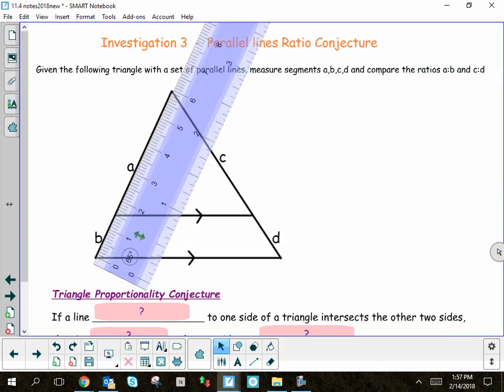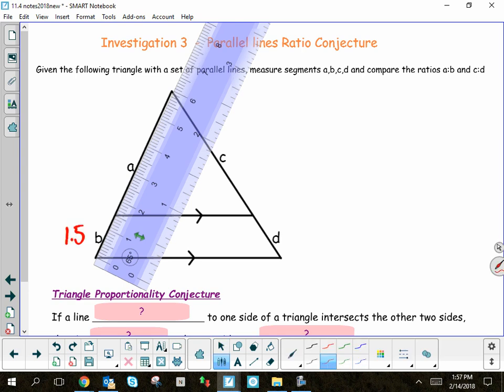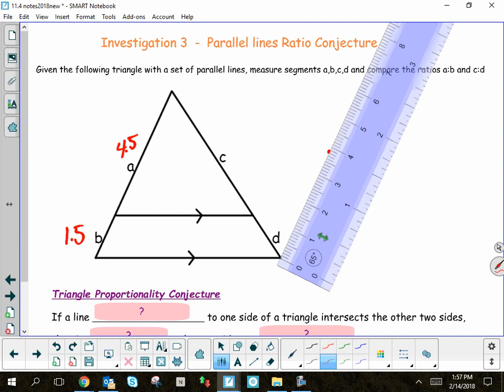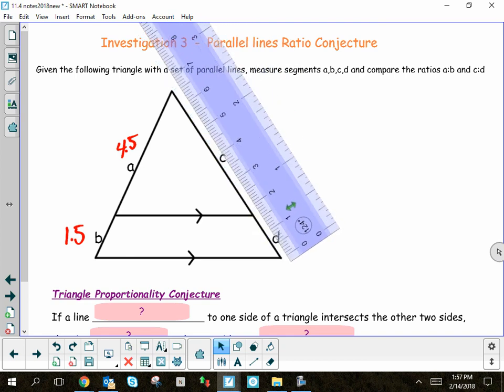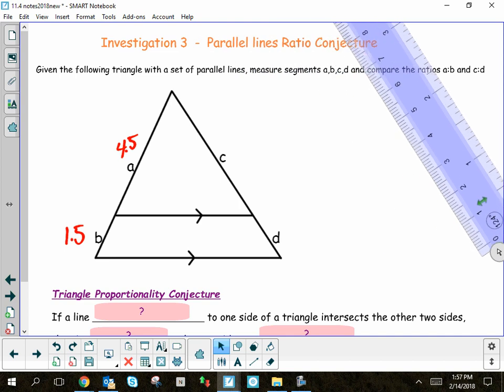So if I get my ruler and I measure this, this looks like it is 1.5. And this one up here looks like a little bit of 6. So 1, 2, 3, 4.5. Let's go ahead and measure this one over here. Well, before we do that, let's just compare this ratio. So 1.5 to 4.5.